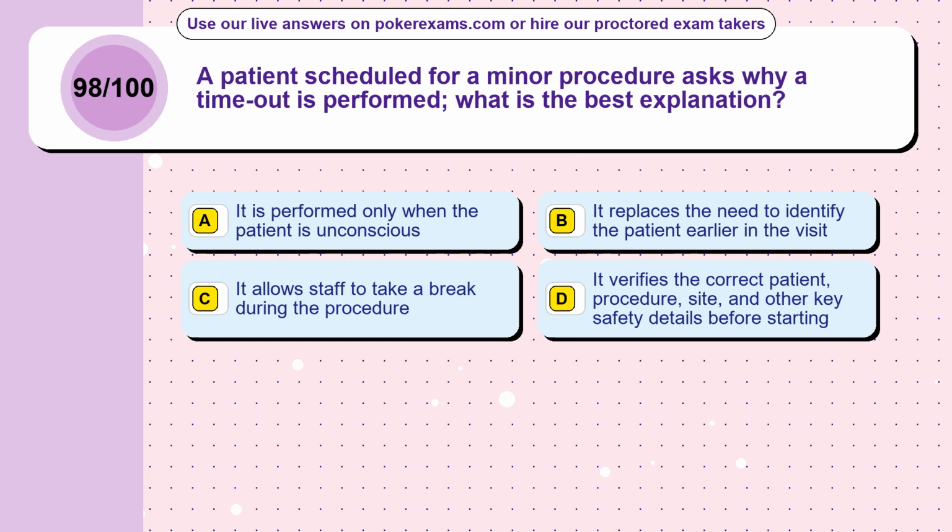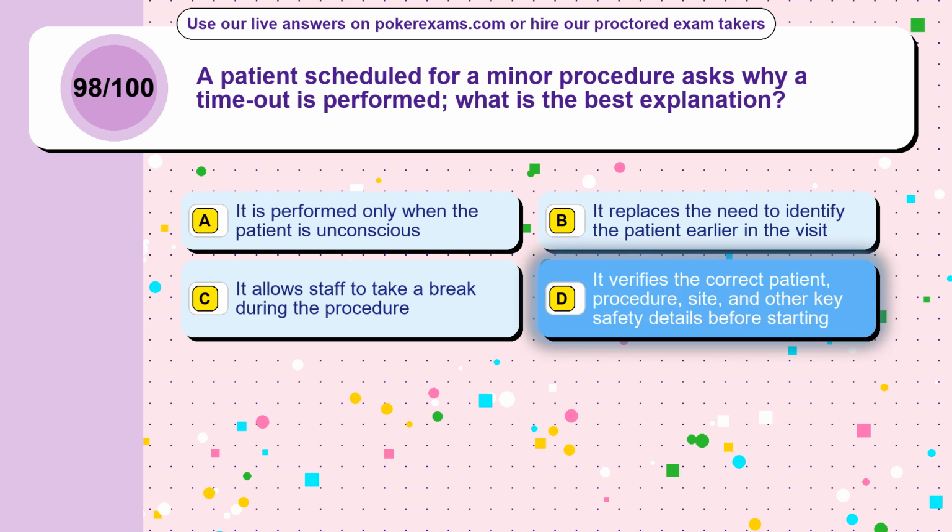Question 98. A patient scheduled for a minor procedure asks why a timeout is performed. What is the best explanation? Option A. It is performed only when the patient is unconscious. Option B. It replaces the need to identify the patient earlier in the visit. Option C. It allows staff to take a break during the procedure. Option D. It verifies the correct patient, procedure, site, and other key safety details before starting.